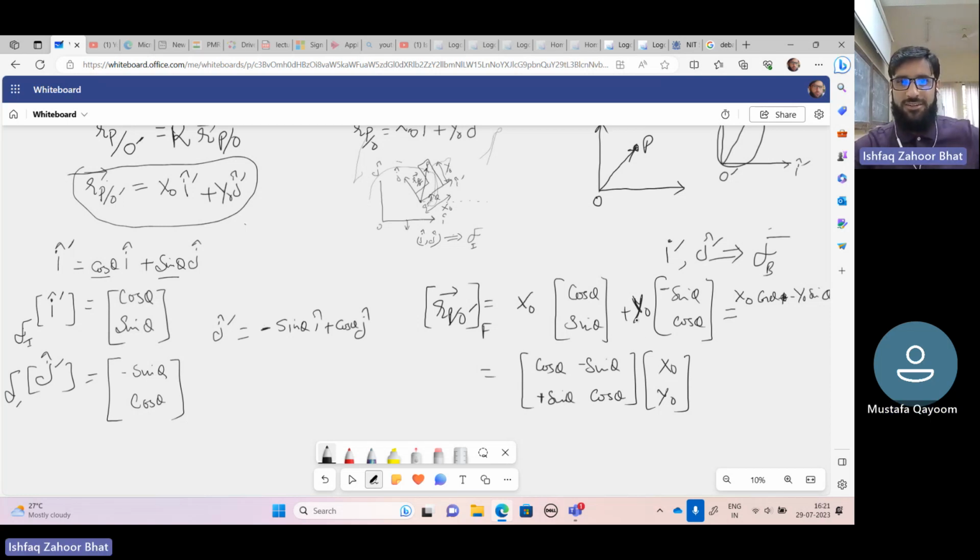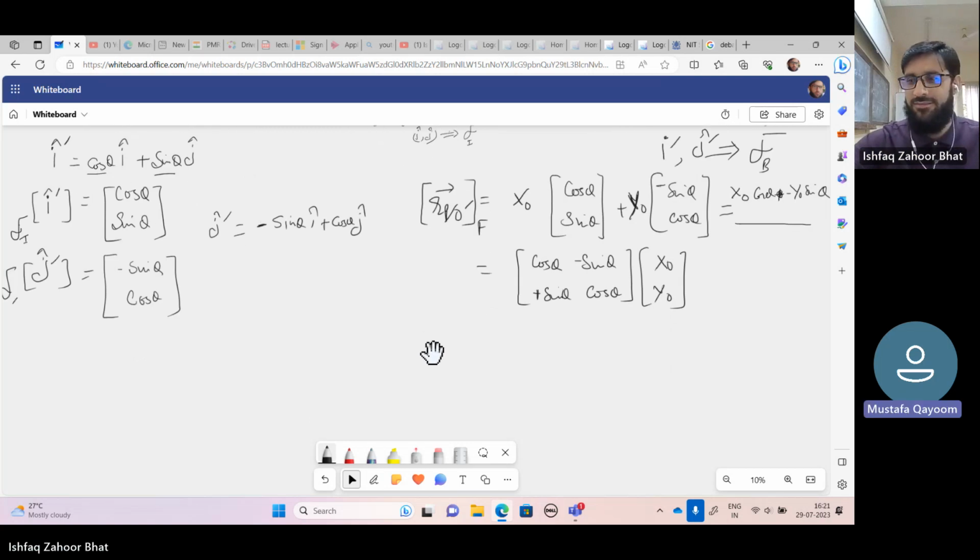Now it is okay. Similarly, X naught sine of theta plus y naught cos theta. Okay, you will get another from here, and these two equations we can represent like this.